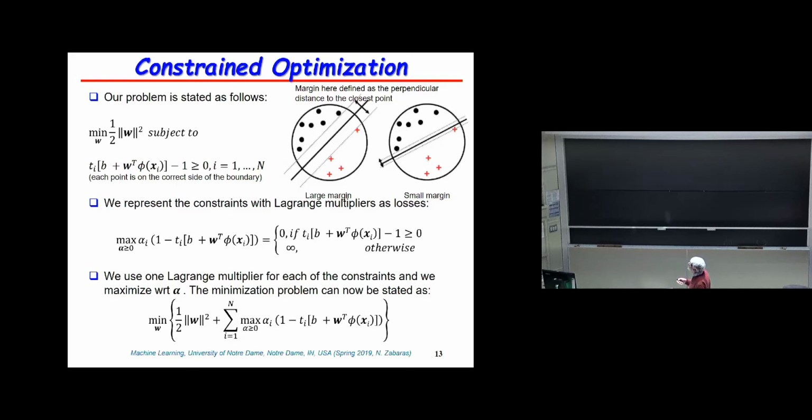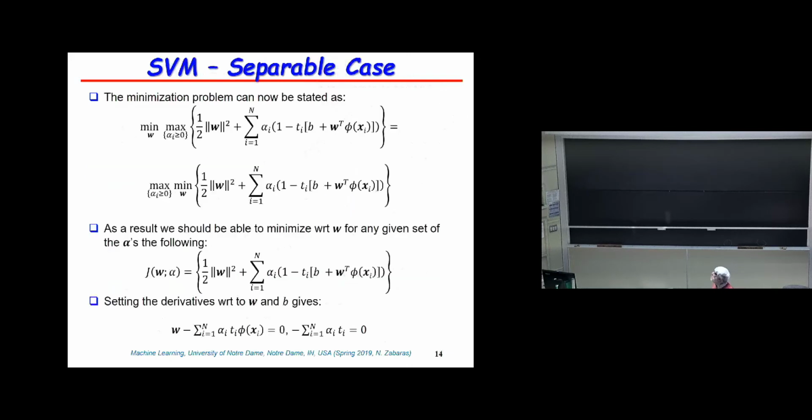Now you will have to read a little bit about optimization to know why you maximize with respect to alpha, okay? It has to do with the sign here and the fact that your problem is a minimization problem. So we minimize with respect to w and b, and we maximize with respect to the Lagrange multipliers.